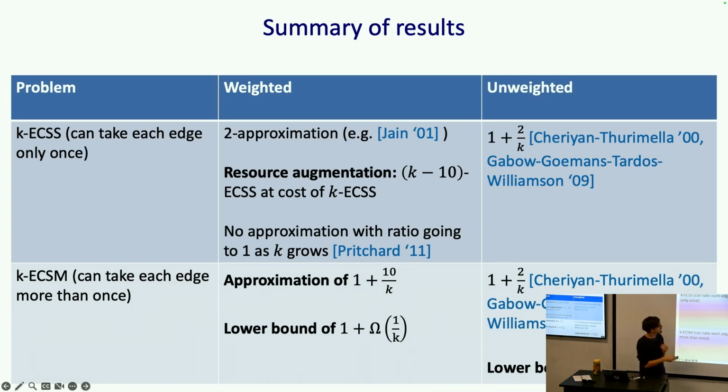So the weighted and the unweighted case, again, there's no PTAS, it's APX hard, but the unweighted case is not APX hard. So these are fundamentally different. And what we've now showed is that actually for KCSM, the unweighted case and the weighted case are the same up to constants.